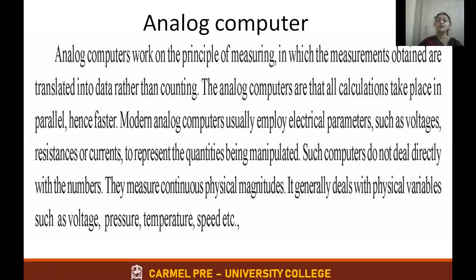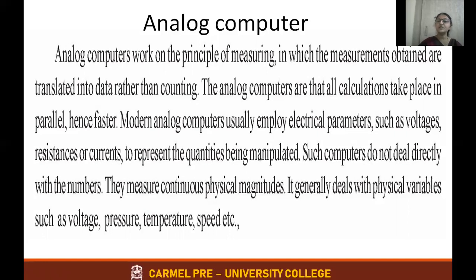First, to understand the analog computer: it works on the principle of measuring, in which the measurement is translated into data rather than counting. Analog computers do the calculations in parallel, hence they are faster. Parallel means it performs many calculations simultaneously, so the calculation becomes faster. Modern analog computers usually use electrical parameters such as voltage, current, and resistance to represent the quantities being manipulated. Temperature is also used.